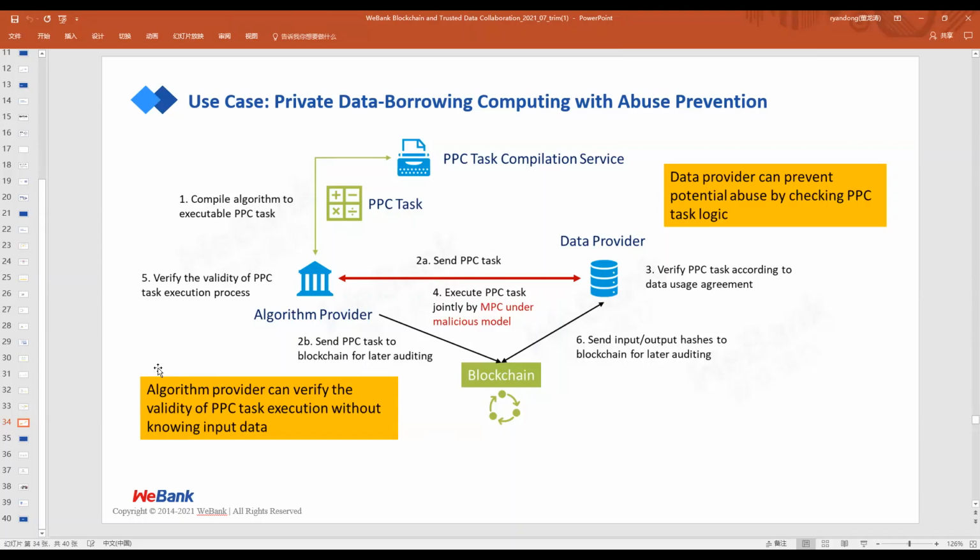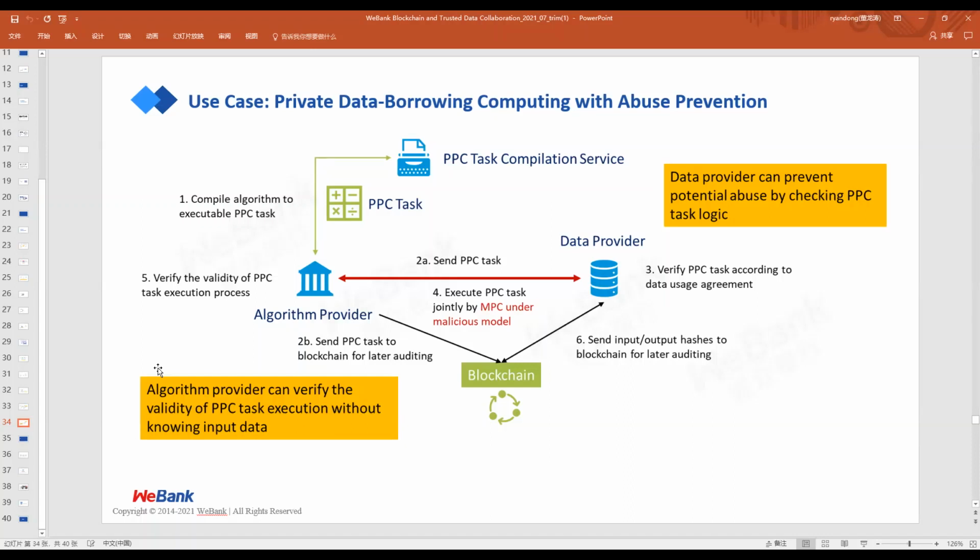So they have 3 requirements, right? If the model provider doesn't want to share their model, and the data provider doesn't want to share their data. And when they do the joint computation, they want to make sure, especially the model provider, the algorithm provider, that the data provider is using the correct model and also the correct data. And we can do this with multi-party computation and the platform.